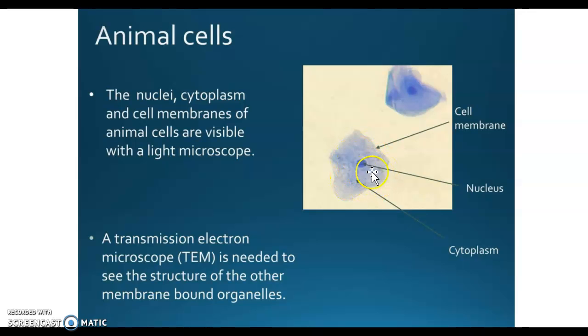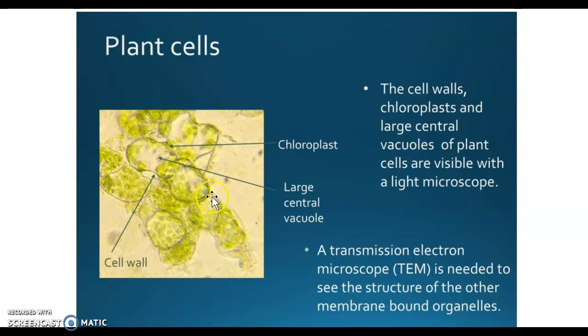But within that cytoplasm, you can see the little dots, but you don't know what any of those little dots are. So we're going to do a lesson to kind of identify what those little dots are and go a little deeper to understand what those organelles do to help this animal cell thrive. Here's what a plant cell looks like, so very similar.